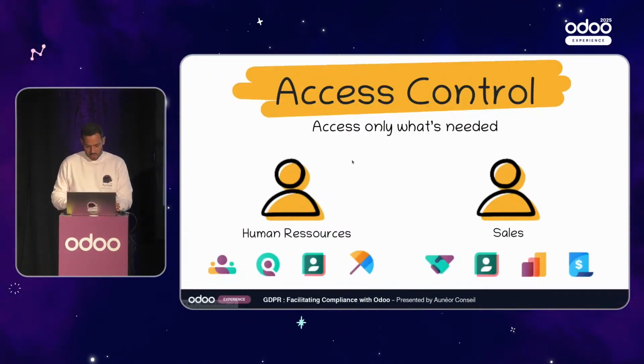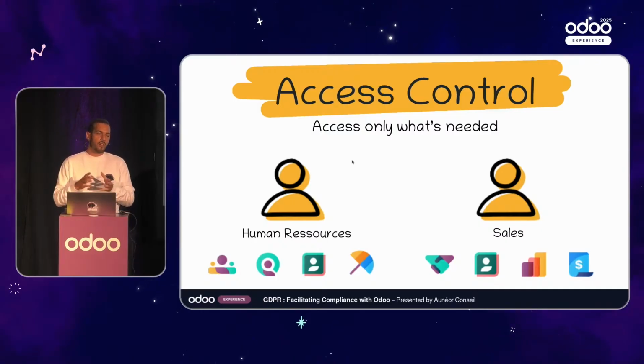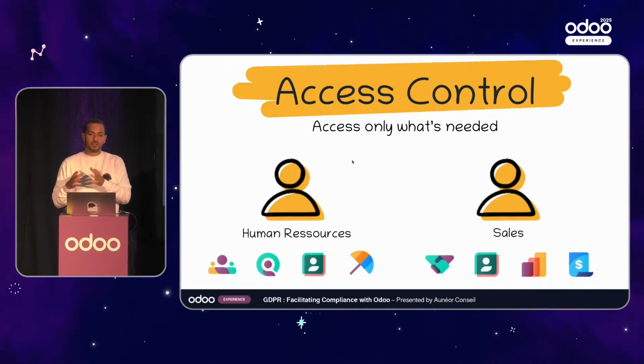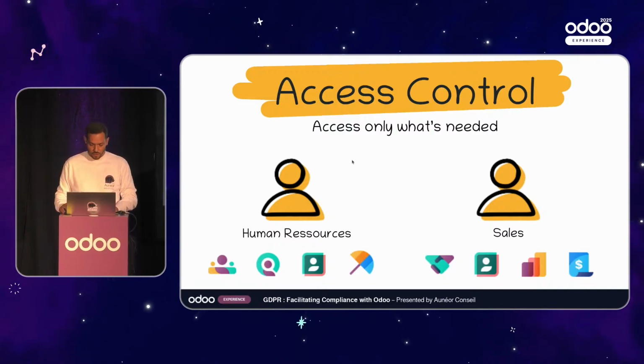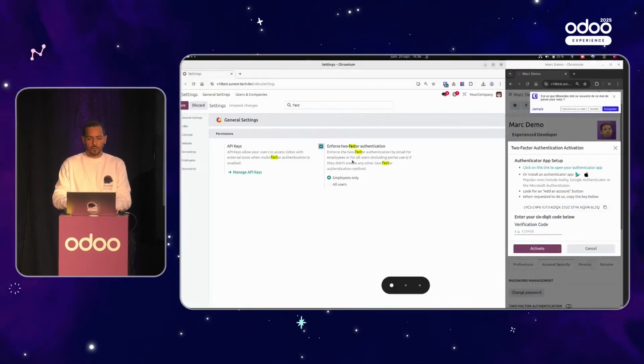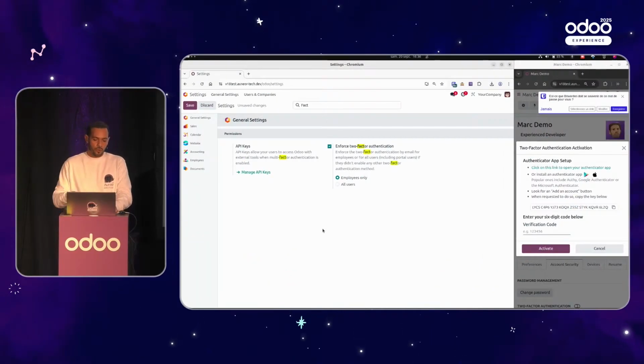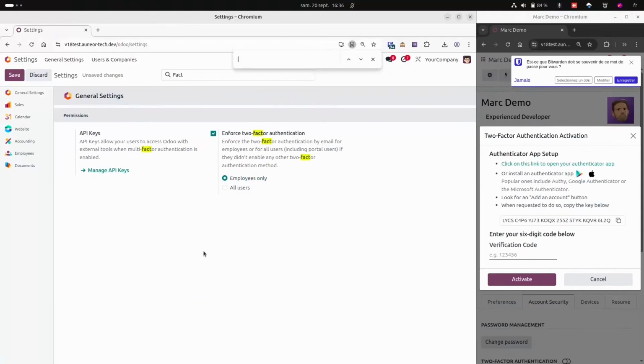But GDPR is not only about passwords, of course. You have to guarantee that users will have access only to the data they need for work. You have to minimize the access to the data. So in Odoo, to do this, we use groups and roles for the users. I will show you.